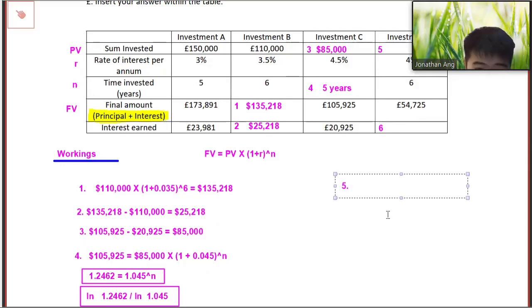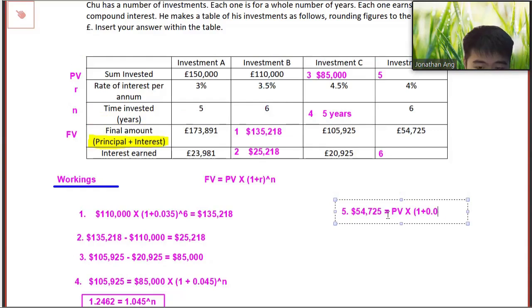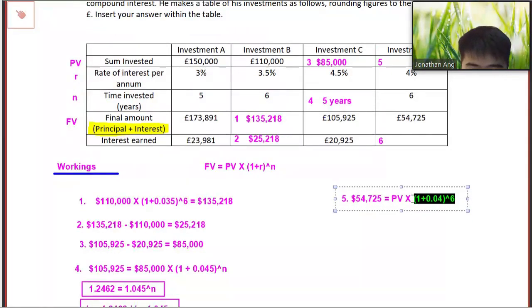Now, $54,725 equals your present value. That's the figure that I want to find. Multiply with 1 plus my interest rate, which is supposed to be 0.04, close the bracket to the power of 6. You solve this one first, then take this figure divided by the answer you've calculated. As simple as that. So 1.04 to the power of 6, I get 1.2653.